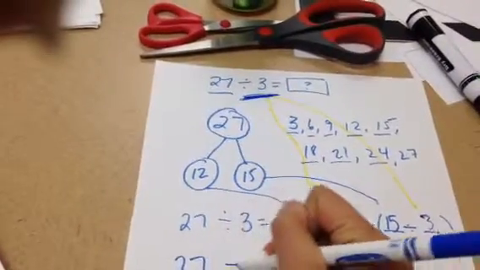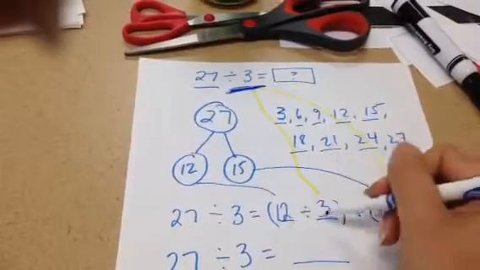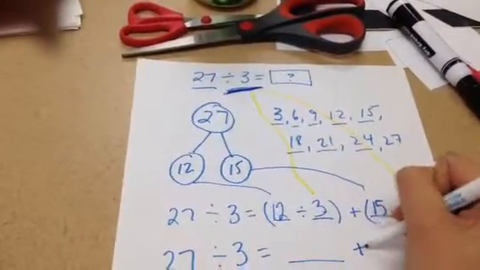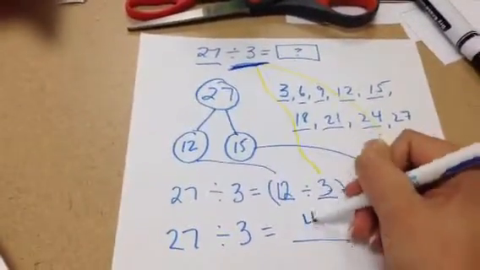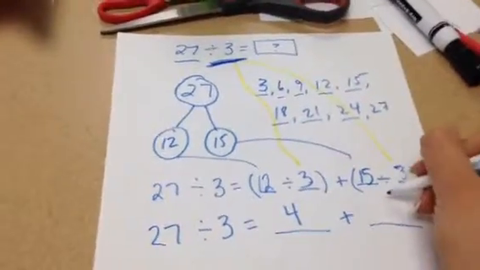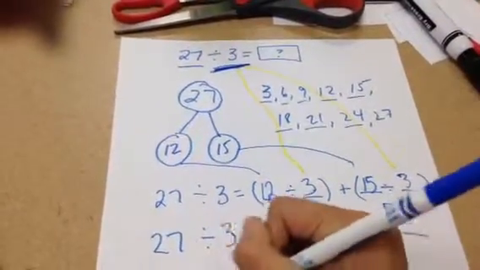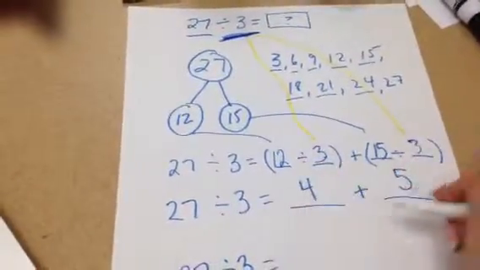So now bring all of that down. Let's give us an answer. 12 divided by 3 equals 4. You should know that. 15 divided by 3 equals 5. You should know that. So 27 divided by 3 equals 4 plus 5, which is 9.